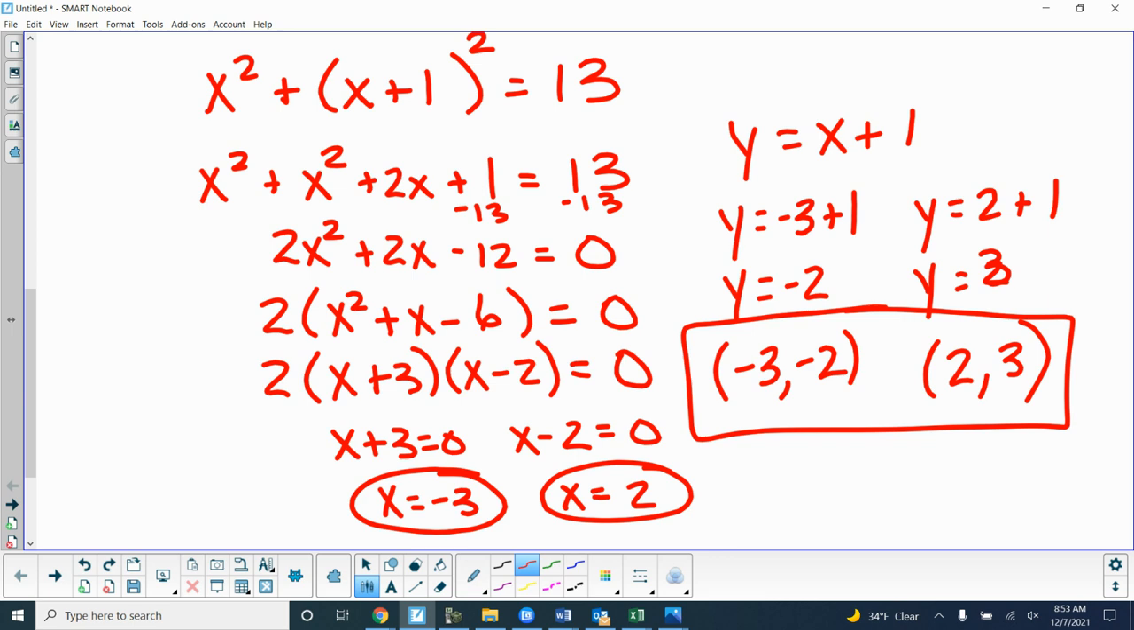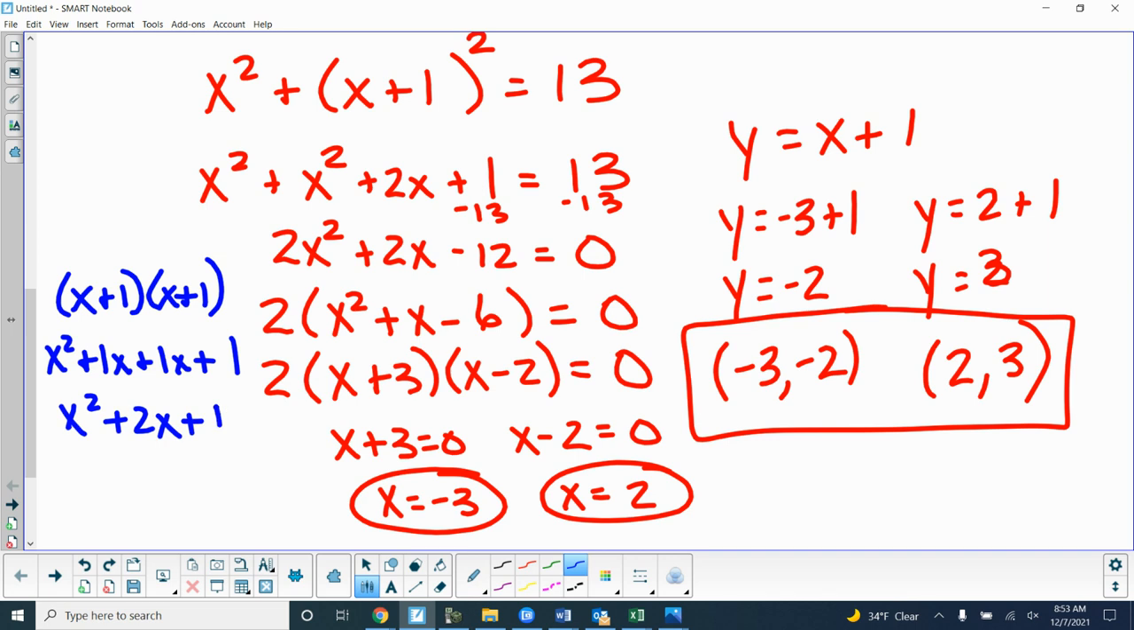Questions? No one. Where did the 2x come from? The 2x? Yeah. If you FOIL x plus 1 times x plus 1, you're going to get an outside 1x and an inside 1x. So that's going to give you a 2x. So the way I do it is I multiply those two together, which is 1x, and then I multiply that answer by 2. That'll always give you the correct middle term. Any other questions?